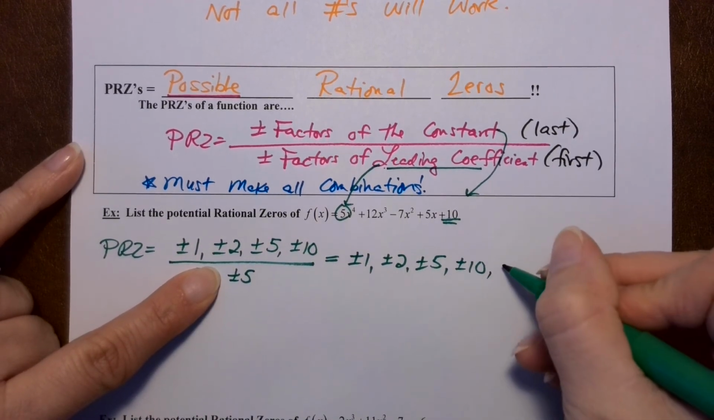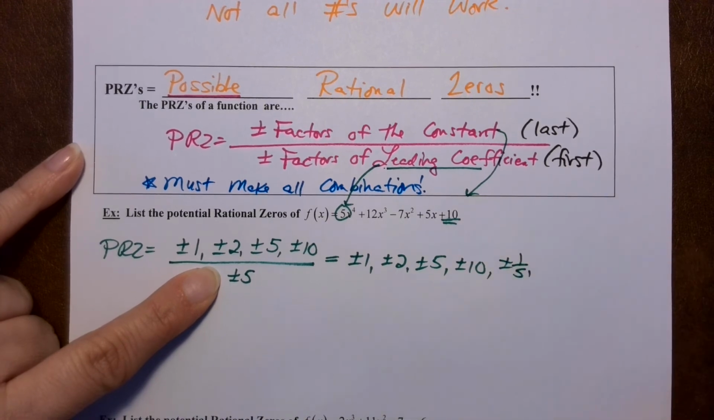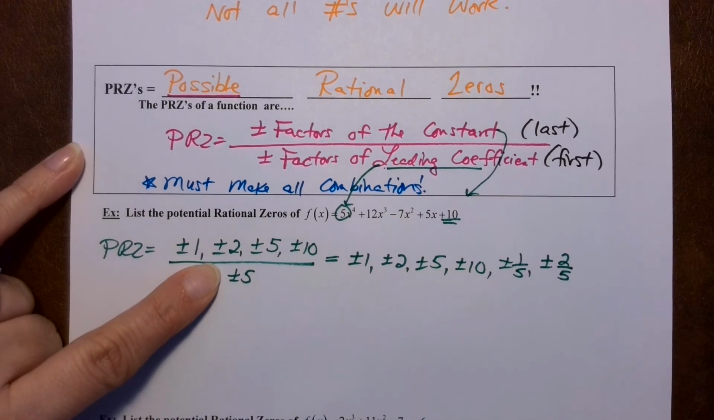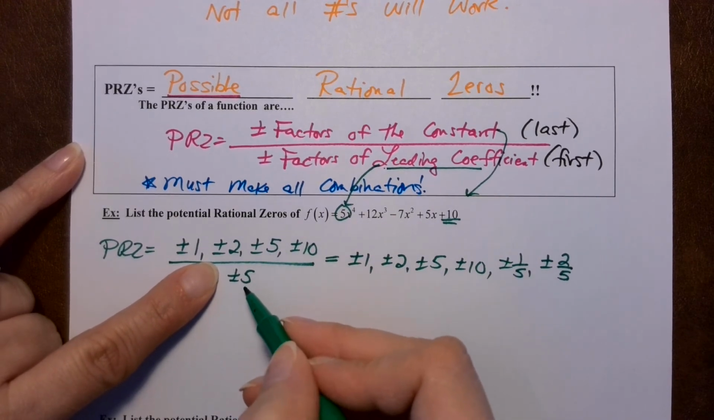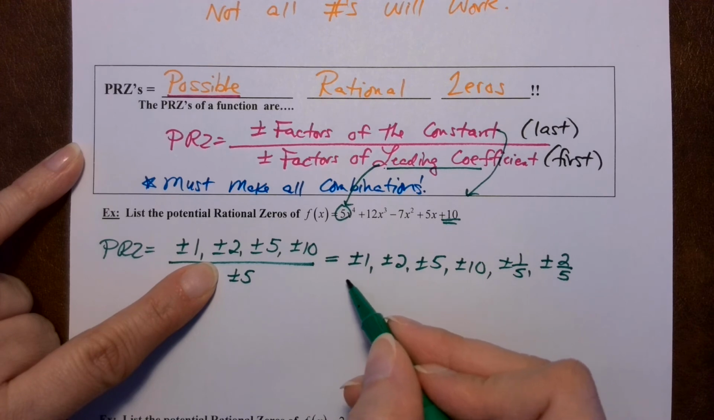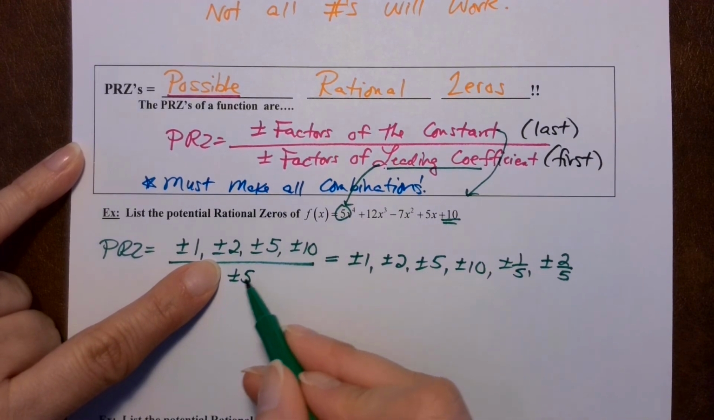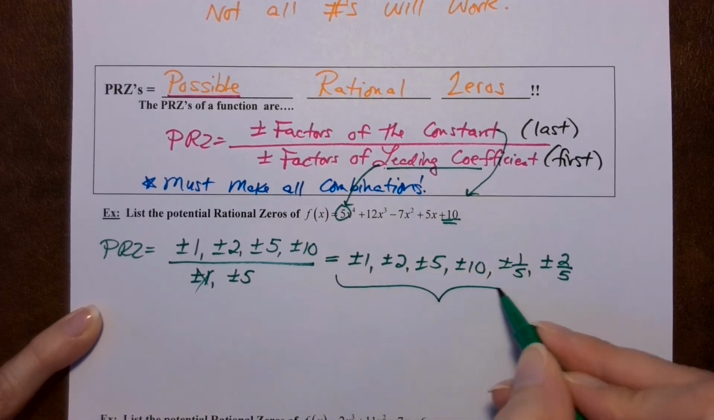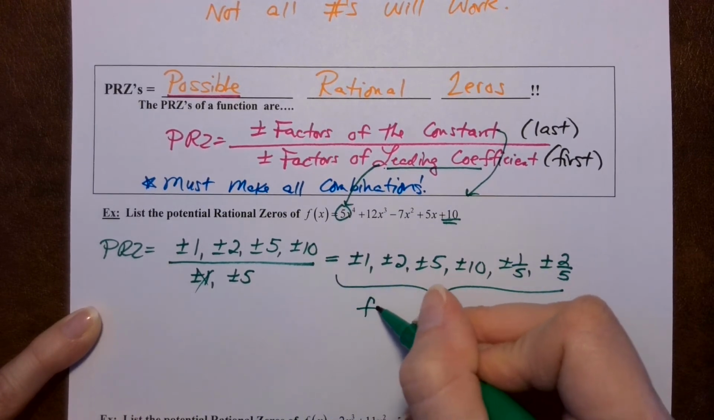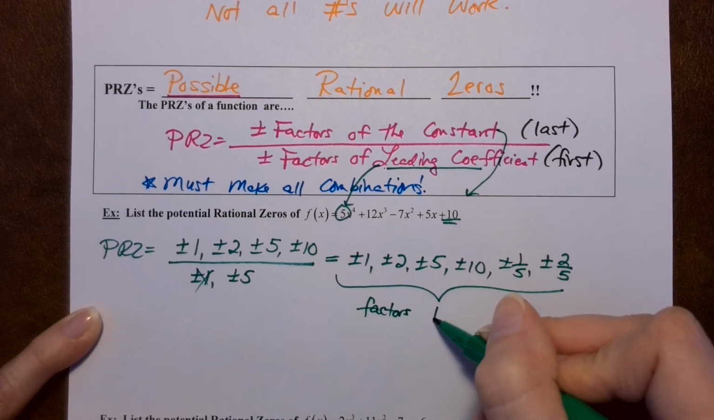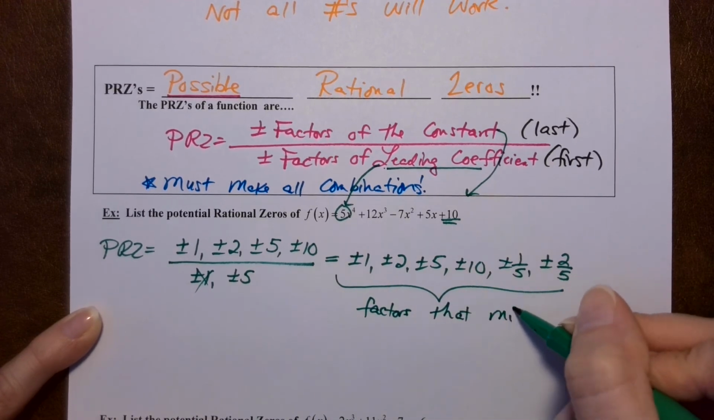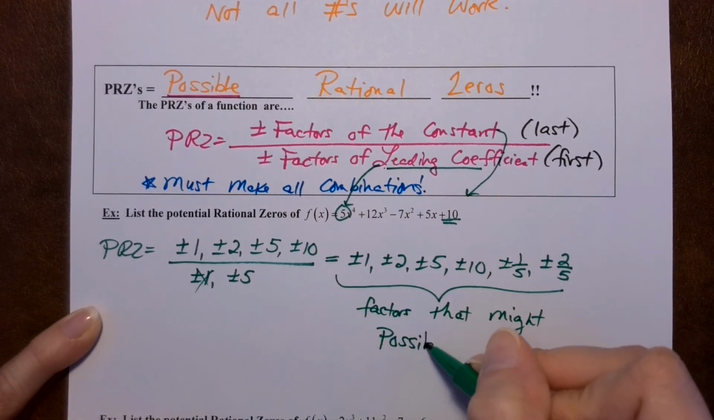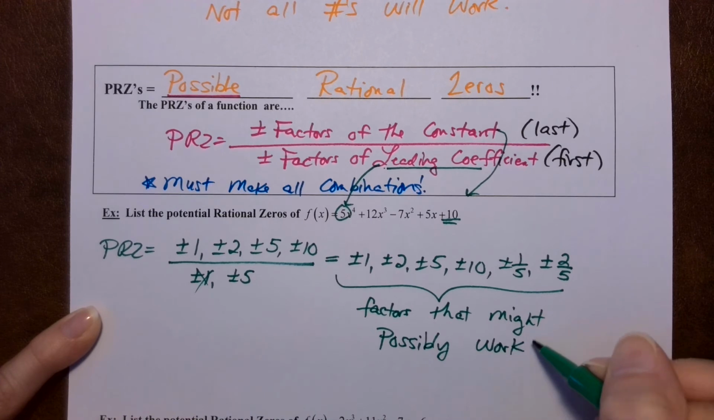1 divided by 5 is 1/5. 2 divided by 5 is 2/5. 5 divided by 5 is 1. I already have 1 in my list, so I'm not going to write it again. 10 divided by 5 is 2. So here's the list. This is a list of factors that might possibly work.